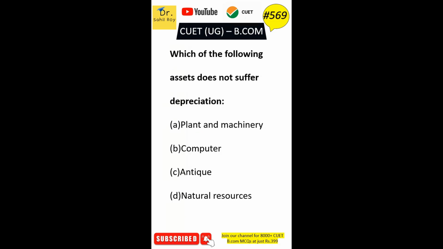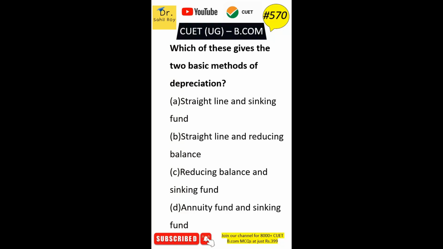Which of the following assets does not suffer depreciation? Option A plant and machinery, option B computer, option C antique items, option D natural resources। इस क्वेश्चन का सही आंसर है ऑप्शन सी एंटीक आइटम्स, क्योंकि जो चीज बहुत ज्यादा ही पुरानी होती है वो एंटीक की कैटेगरी में चली जाती है और वो बहुत ही ज्यादा स्केर्स होती है। स्केर्स का मतलब डिमांड ज्यादा सप्लाई कम, तो इनकी वैल्यू समय के हिसाब से रेट जो है बढ़ते चले जाते हैं, तो इसमें डिप्रिसिएशन नाम की चीज ही नहीं होती। तो ऑप्शन सी इज द करेक्ट आंसर.